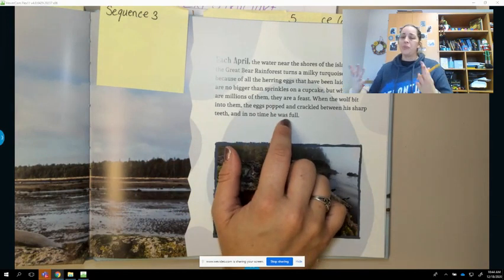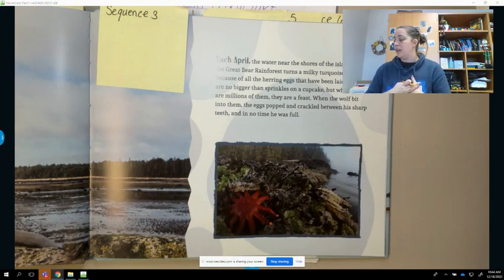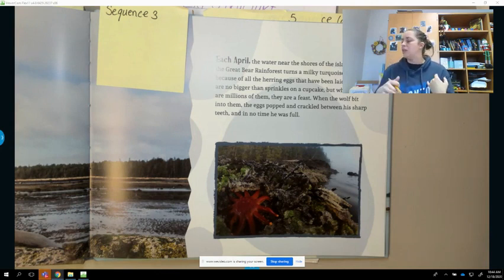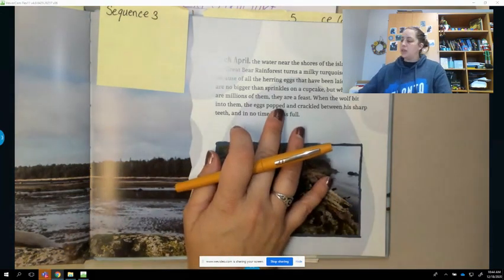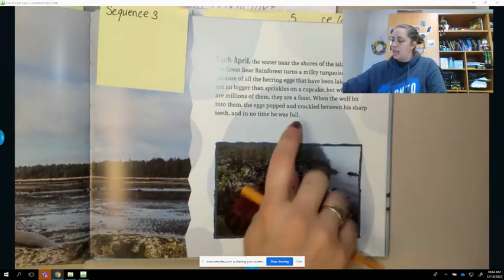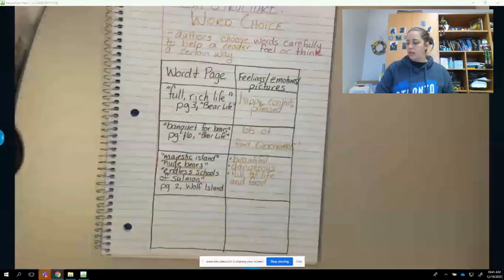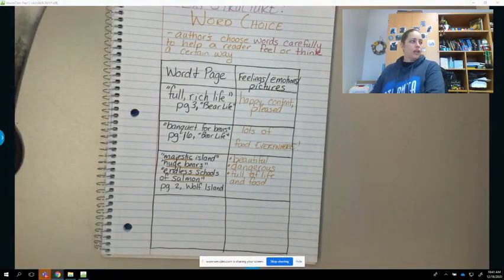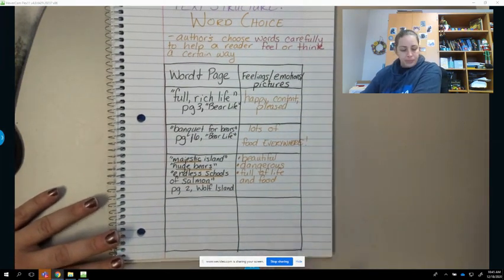Now, I don't know about you guys, but there's a lot of different vocabulary or word choice that the author used in there to make you think of specific pictures and make you think of how the wolf probably felt while he was looking at these eggs. But the one section I'm going to focus in on is eggs popped and crackled between his sharp teeth. So we're going to go ahead and write that down in our final section of the word and page.